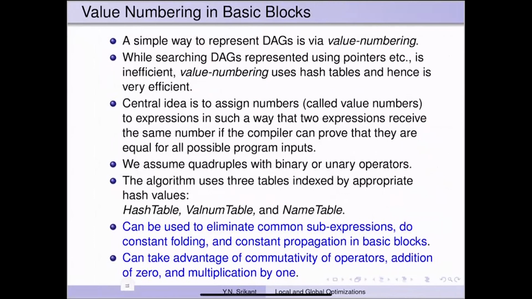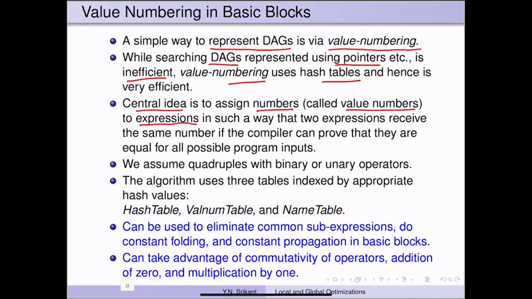So we require an easy way of representing the directed acyclic graph, which enables simple searching processes. A simple way to represent directed acyclic graphs for this application is via what is known as value numbering, which is nothing but a variant of the hash table technique that all of us know already. While searching directed acyclic graphs represented using pointers is a very inefficient process, value numbering, which uses hash tables, is a very efficient process. That is the reason we represent directed acyclic graphs using hash tables. So what is the central idea? The central idea is to assign numbers, which are called value numbers, to expressions. Every expression in the basic block will be given a value number.